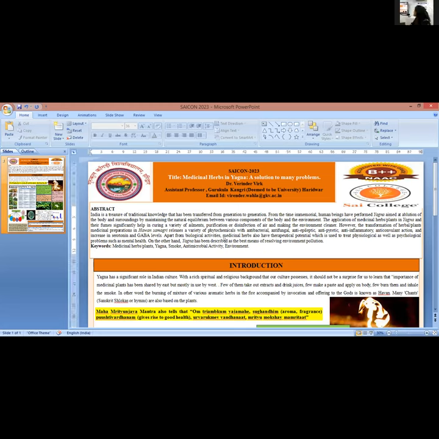A very good afternoon to all the dignitaries, research scholars, and dear students. My name is Dr. Varinder Ved, and I am assistant professor in Gurukul Kangri, Haridwar. So today I'm presenting a review-based topic on how medicinal herbs used in yagna can be a solution to many problems. As we already know, India is a treasure of traditional knowledge that has been transferred from generation to generation.